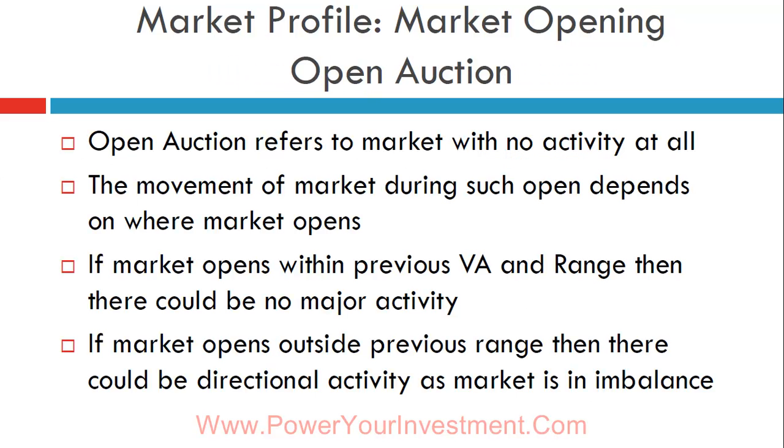Okay, we now move on to the last section, which is the open auction. I've purposely kept this tutorial very short because I wanted to dedicate one particular section to the opening of a profile, since we'll be studying a lot of long-term and short-term profiles. So I wanted to keep this section separate so that it doesn't get mixed up. Anyway, the last kind of opening is the open auction. Open auction refers to a market which is absolutely listless, which has no activity at all. And this happens when the price is opening within the value area or within the range of the previous profile.